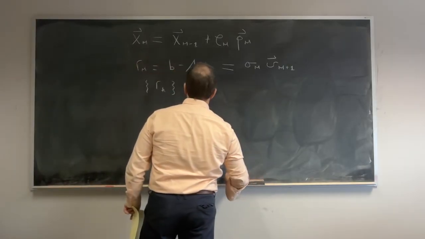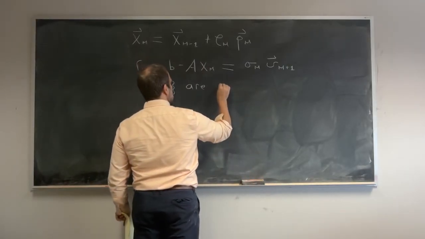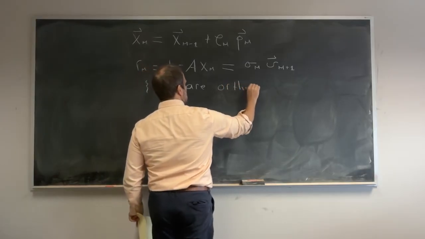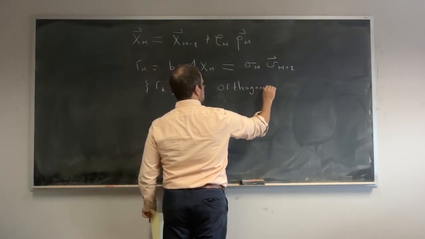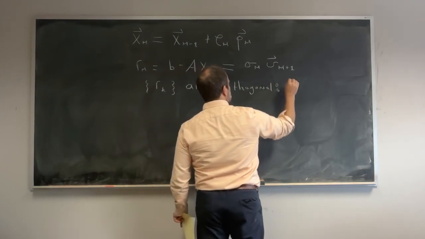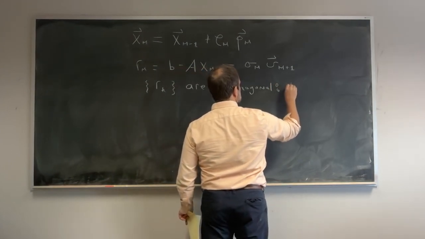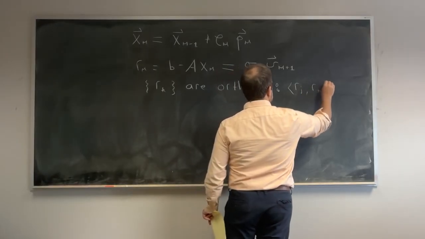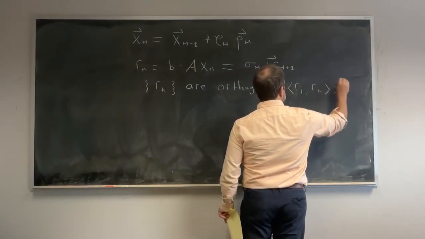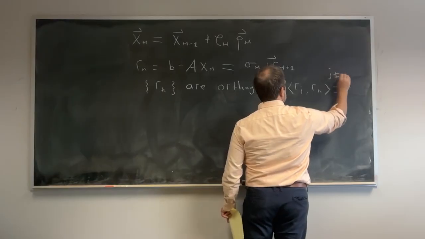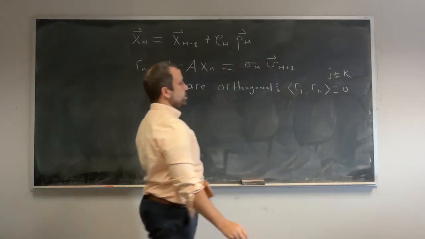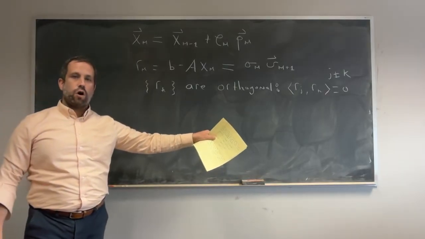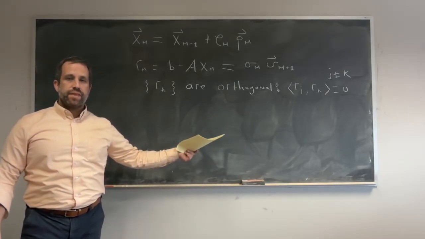They are orthogonal, meaning if we just do the standard inner product, (r_j, r_k) is going to be equal to 0, and this is for j not equal to k. Now the reason I point out the standard inner product is because there are going to be other vectors that are orthogonal relative to the A inner product.